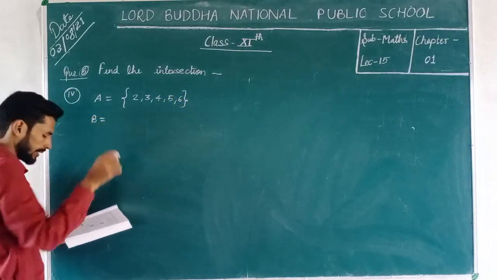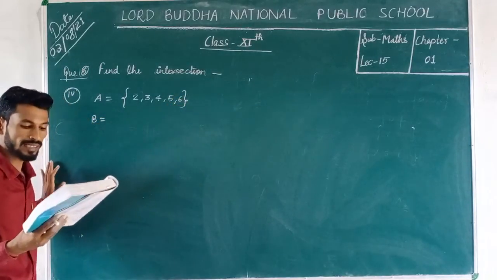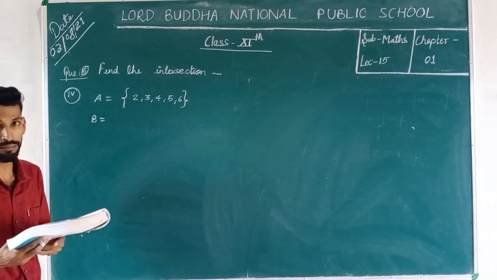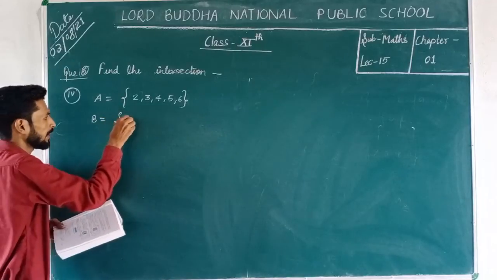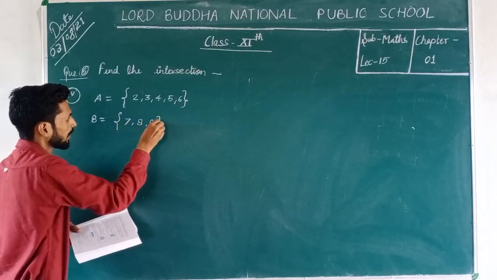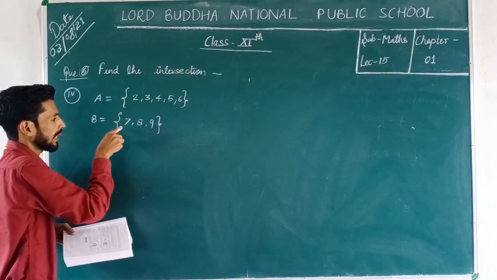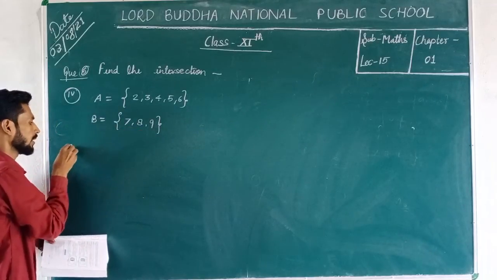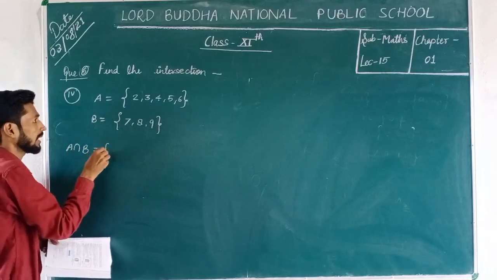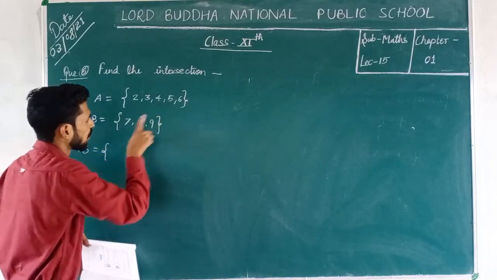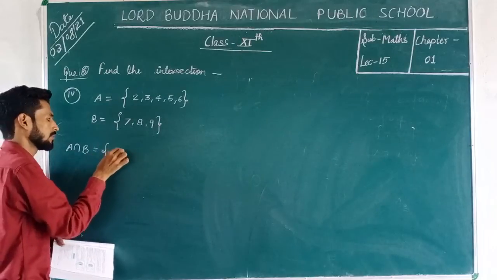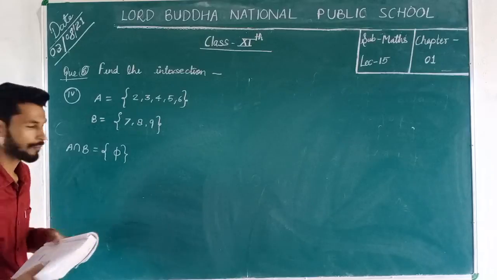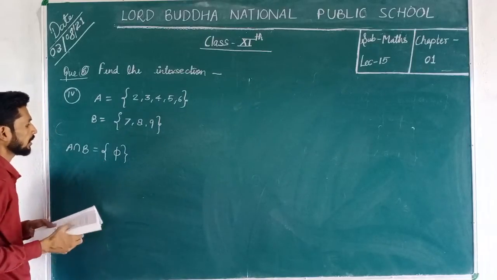And in set B it is given x such that x is a natural number and x is greater than 6 but less than 7. So there will be elements 7, 8, 9. Because less than 7 that is 9 and greater than 6 that is 7. So 7 and 9 are the elements of set B. Now we have to find A intersection B, that's equal to, there is no common element. So that is empty set. Clear that? So here we can write empty set.